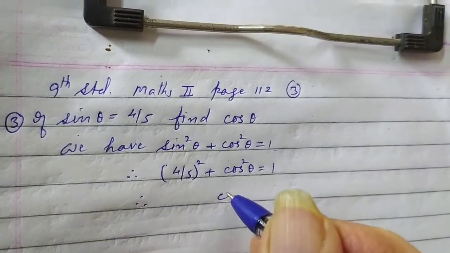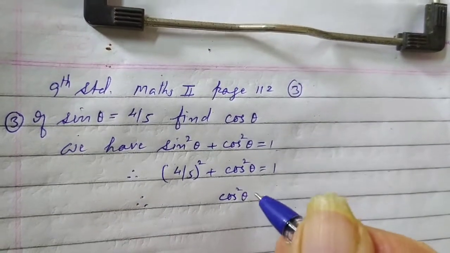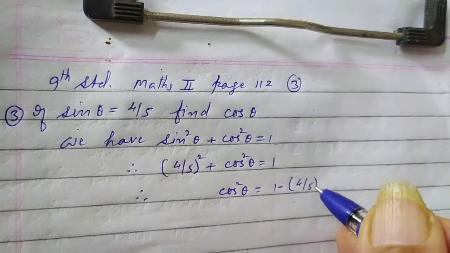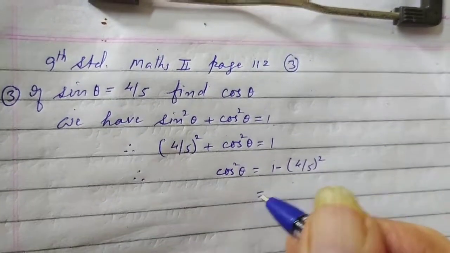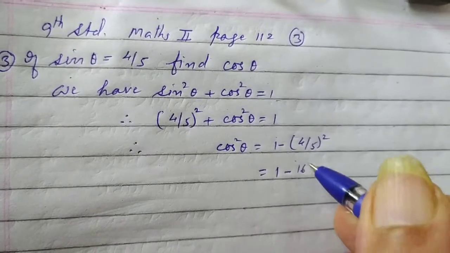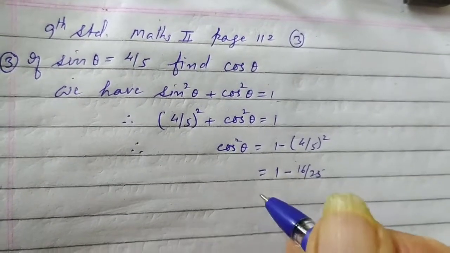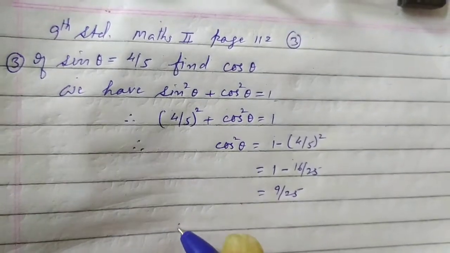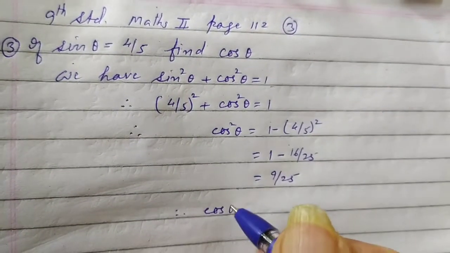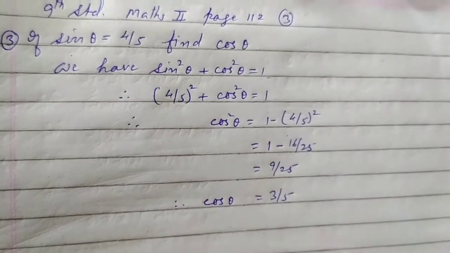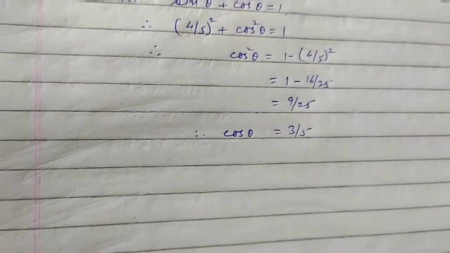Therefore, cos square theta is equal to 1 minus (4 upon 5) bracket square. This is equal to 1 minus 16 upon 25. This is equal to 9 upon 25. Therefore, cos theta is equal to 3 upon 5, taking square roots of both sides.